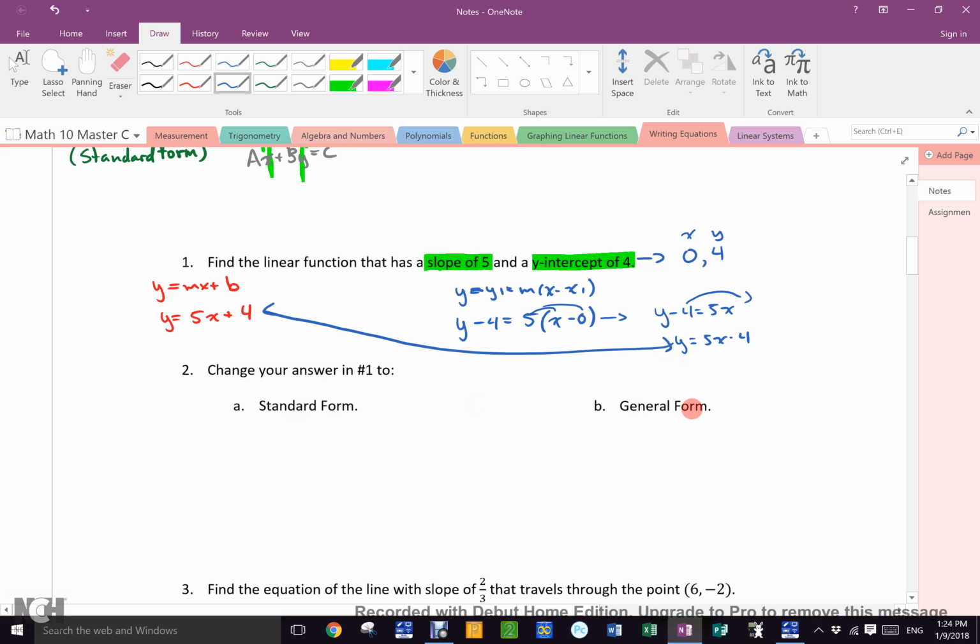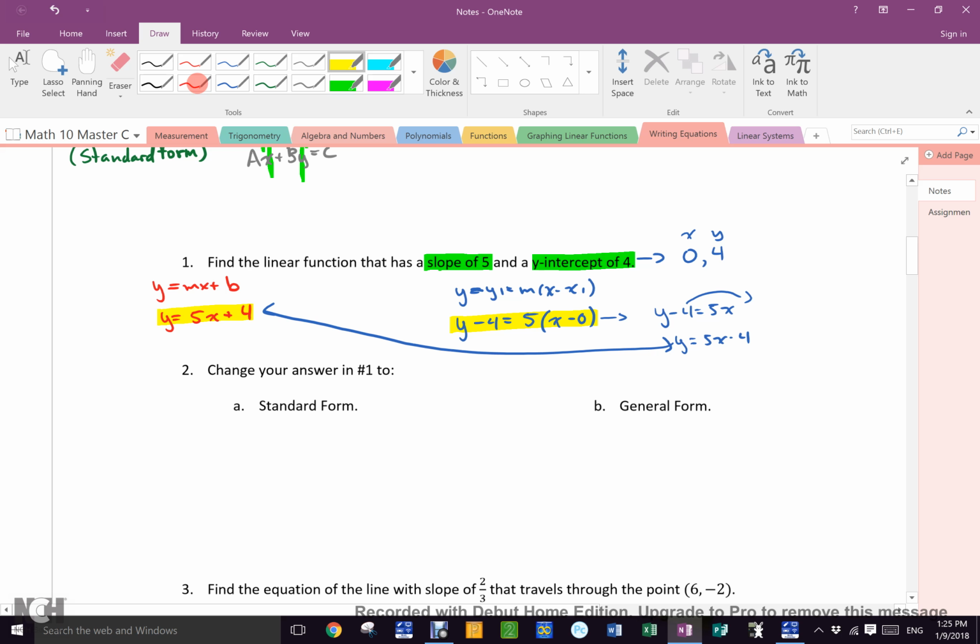Now, the question is, I want to change my answer into standard or general form. Now, let's look at these for a minute. If I had left my point-slope form in full point-slope form, and I left my slope-intercept in that one, which of those is easier to work with to change into standard form?